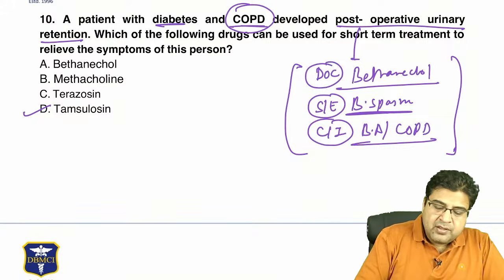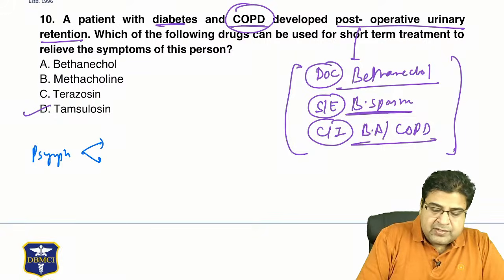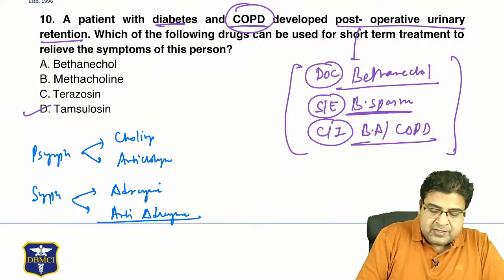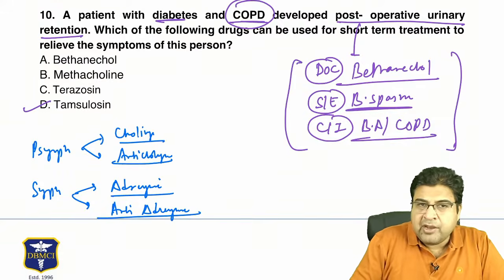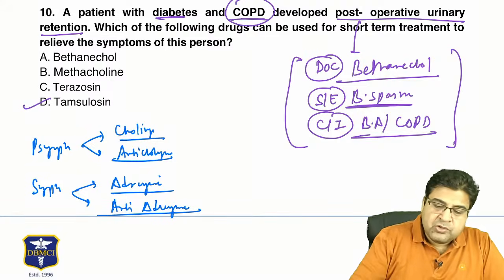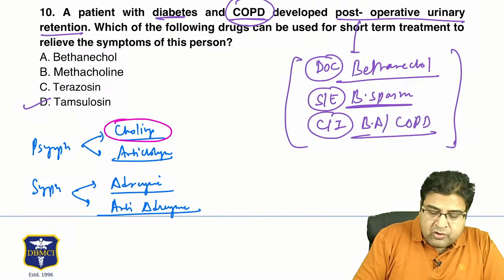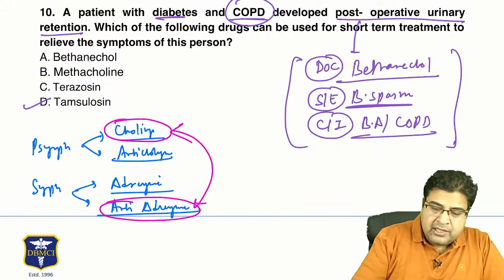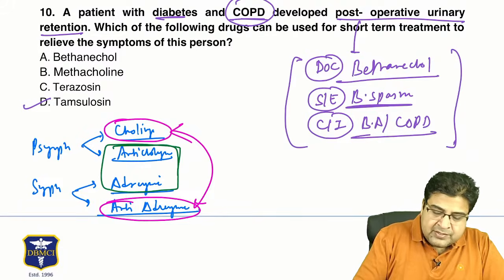So guys, please remember, we have parasympathetic drugs. Parasympathetic drugs are known as cholinergic drugs and anticholinergic drugs, right? And we have the sympathetic drugs, which are known as adrenergic drugs and anti-adrenergic drugs. So these are the 4 types of medicines that we discuss in the autonomic system: cholinergic, anticholinergic, adrenergic, and anti-adrenergic. Please remember the indications of cholinergic and anti-adrenergics are same, and the indications of anticholinergic and adrenergic are same.